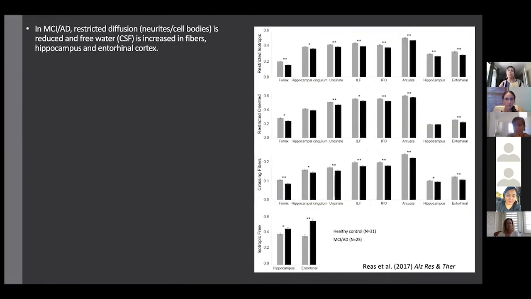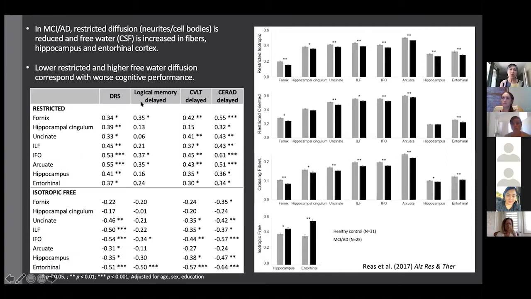Okay. So first, we just wanted to determine whether we could see any differences in our RSI measures based on diagnosis. And indeed, as you can see here, each of these rows is showing a different RSI measure. The top 3 rows are showing restricted measures. The bottom row is showing isotropic free diffusion. And as you can see, in a number of white matter fiber tracts, as well as in the hippocampus and the entorhinal cortex, impaired participants had lower restricted diffusion and higher isotropic free water than healthy controls.